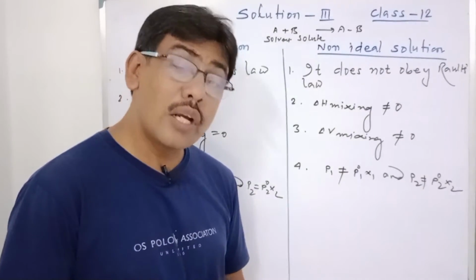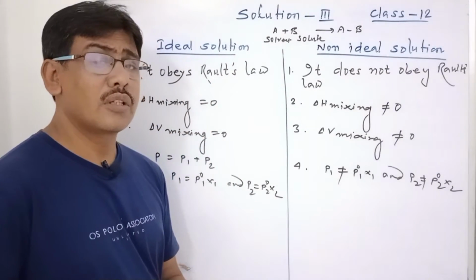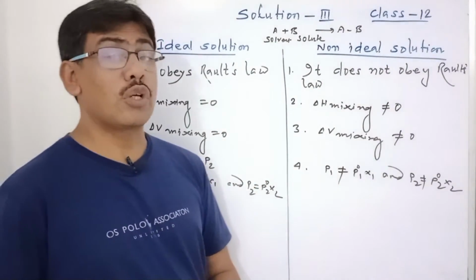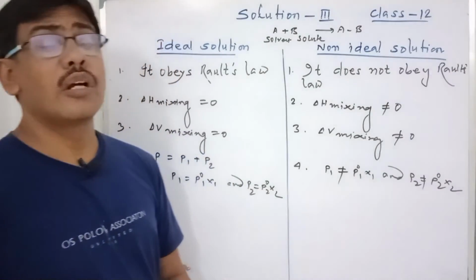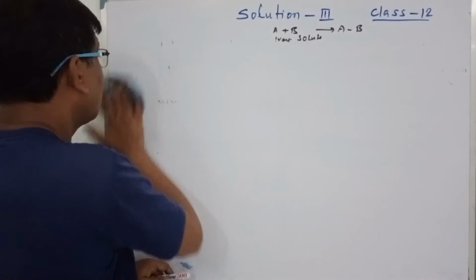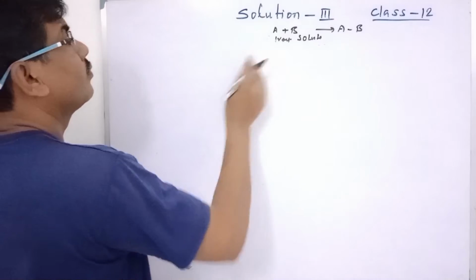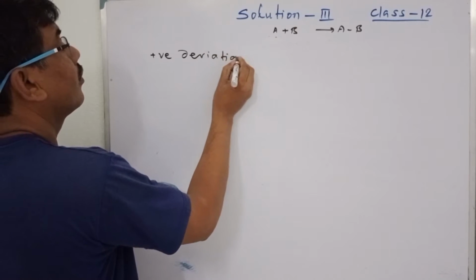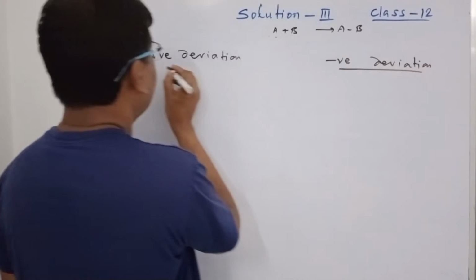Now we have to discuss the non-ideal solution only. For the non-ideal solution, there are positive and negative deviations. The positive deviation occurs when the intermolecular force of attraction between solvent and solute molecules is low, and the negative deviation occurs when the intermolecular force of attraction between A and B is high. Now we want to discuss the positive and negative deviation from the ideal behavior of non-ideal solutions.